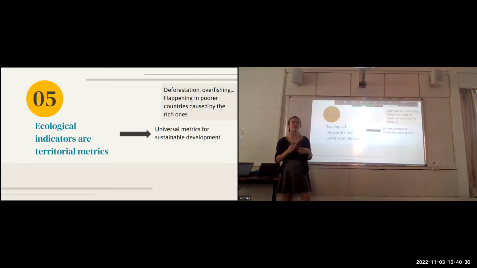So that means that the SDGs need to be universal also in their measurement. The measurement of the SDGs is not really good and needs to be improved to be actually universal and equal for all countries.